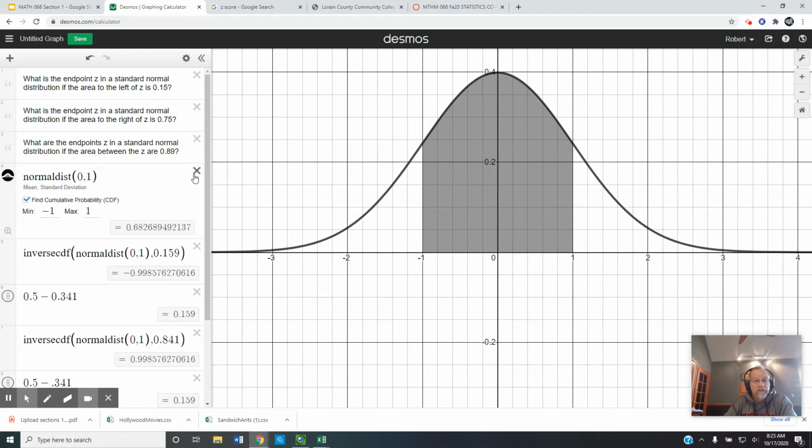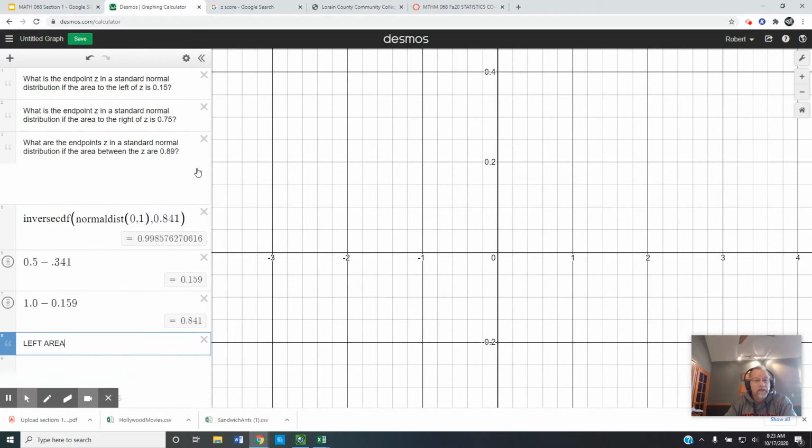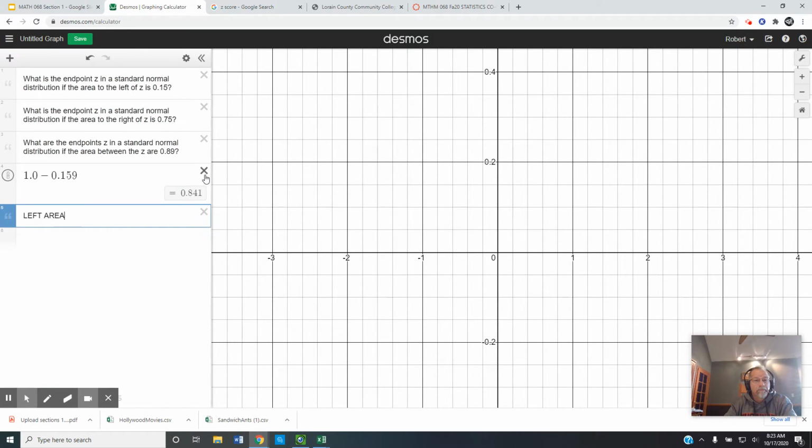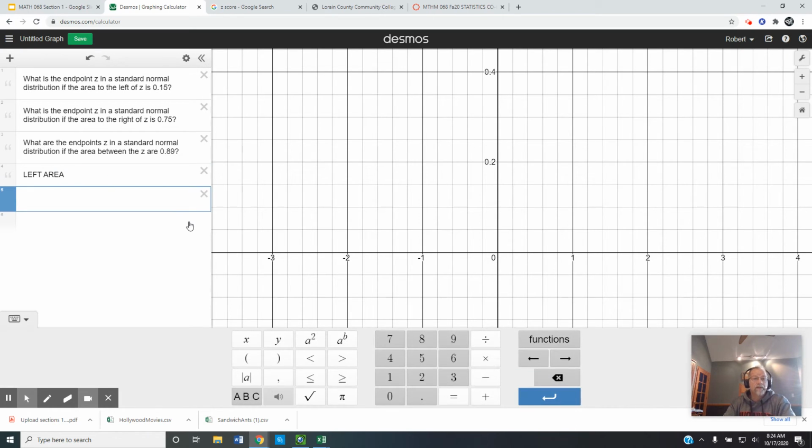We'll do a couple more here. So let me get rid of these things that I have going on here. I should just put them in a folder, but that'll take too long, so I'll just make all this go away. And we're going to remember left area. So I'm going to leave that notation right there for now. Let's do this top one. What is the endpoint z in a standard normal distribution if the area to the left of z is 0.15? Okay, first thing I'm going to do is put up a standard normal.